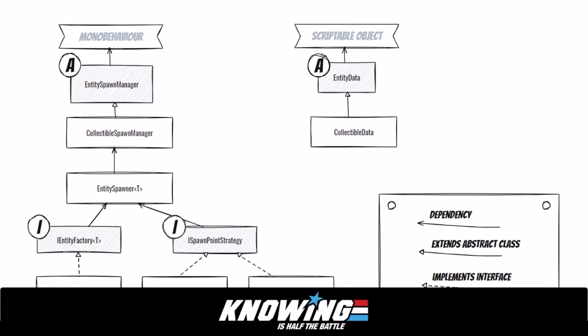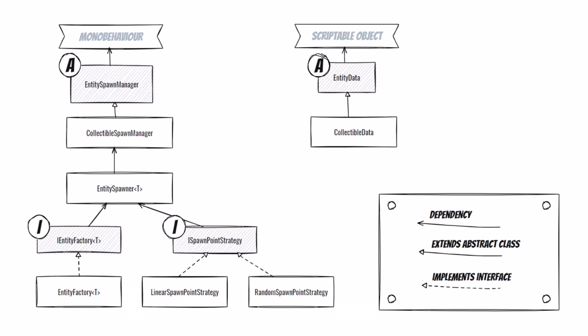Seeing these concepts explained with a practical example, I think, will be very helpful. And before we start coding, let's discuss the design of our system. Today, we're spawning collectibles, but we want to build our spawning system so that it doesn't care what it will spawn or where it's going to spawn them.